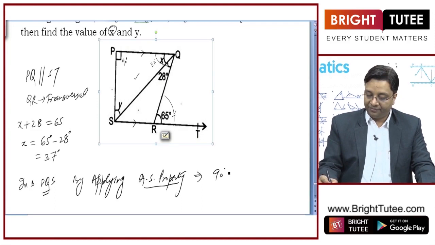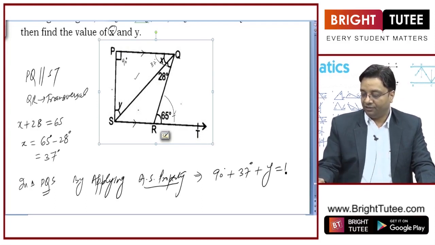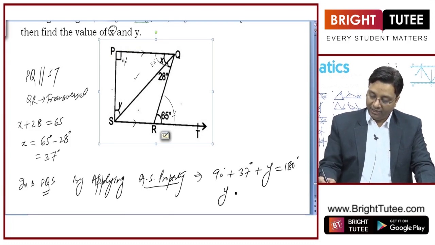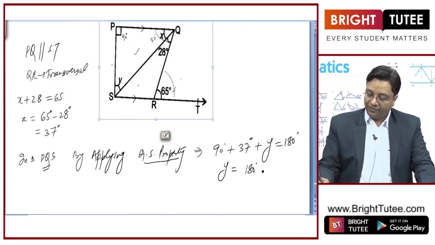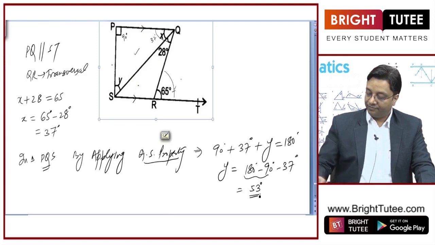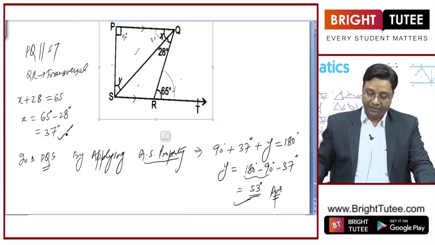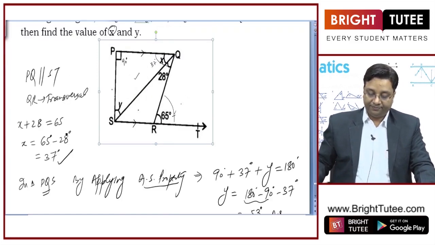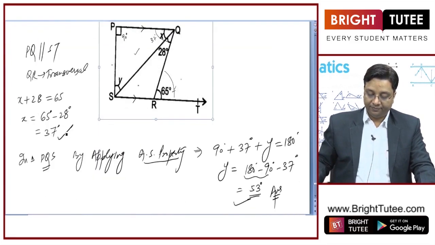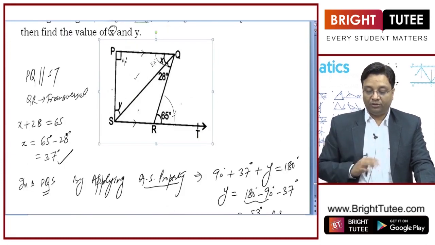I can say 90 plus this angle x, that is 37, plus y, is equal to 180. So y is equal to 180 minus 90 minus 37. 90 minus 37 will be 53. So y is 53, x is 37. So this was one of the ways to go about this question.